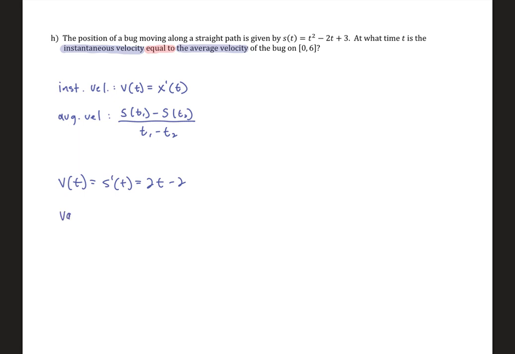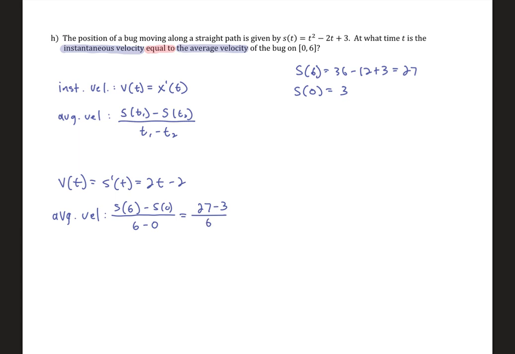Okay, and then the average velocity on the interval is s of 6 minus s of 0 over 6 minus 0. Let's do s of 6 up here. And then s of 0 is just 3. So s of 6 minus s of 0 is 27 minus 3 over 6, which is 24 over 6, which is 4.